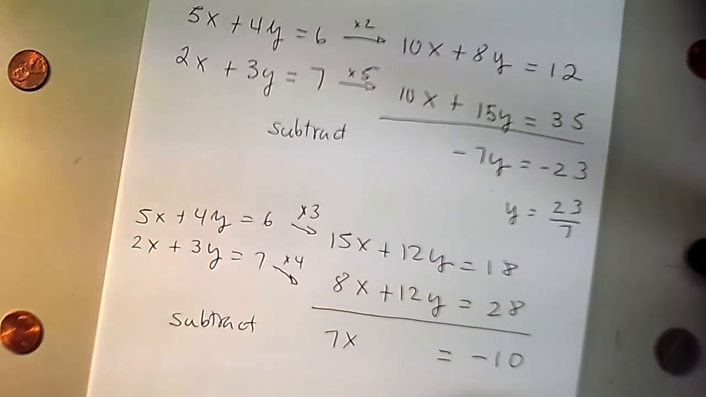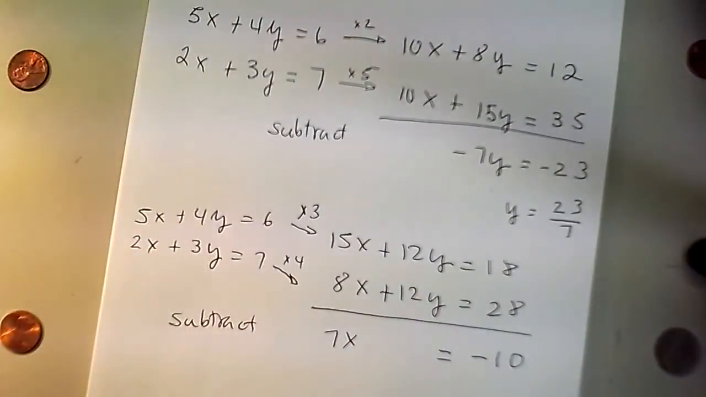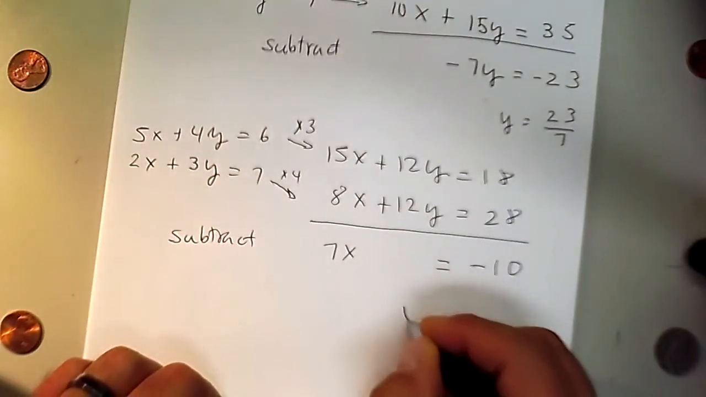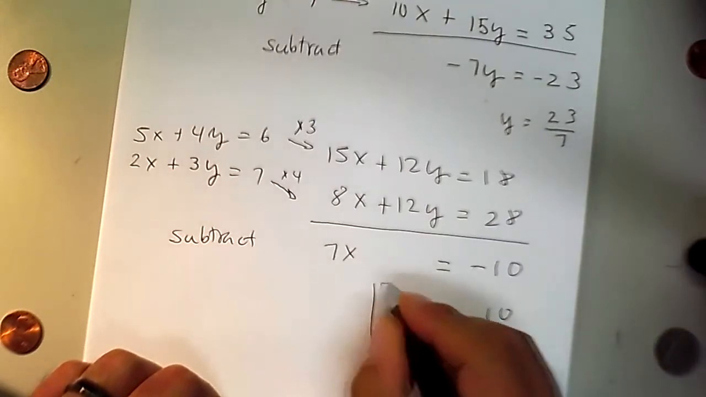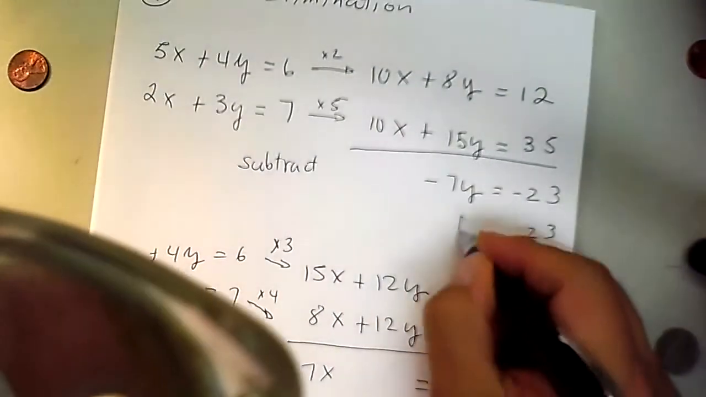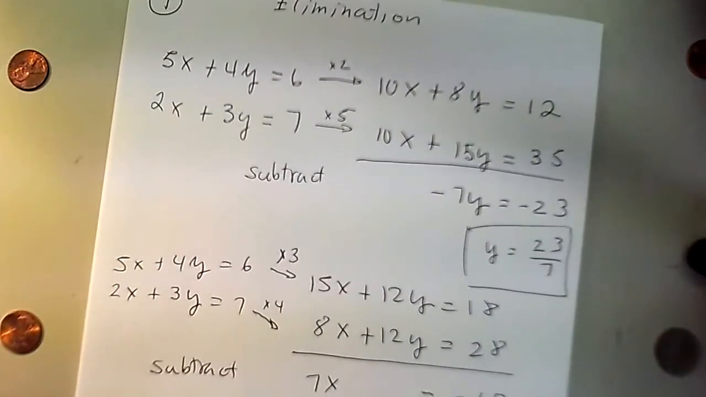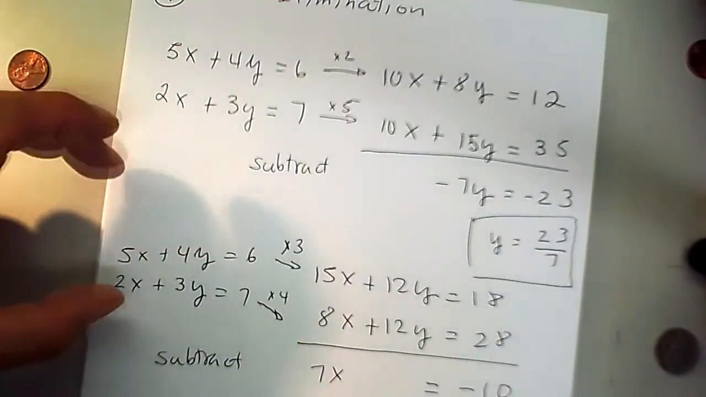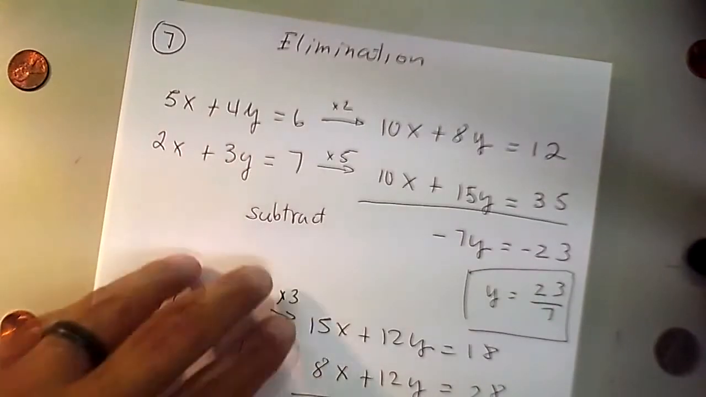Let me just double check before I write down the final solution. Oh yeah, we're good. Divide by 7, and we get that x equals negative 10 over 7. Here's the x, here's the y, and we are finished. I think this is less drama than substitution, but there is something else that I think is relevant.